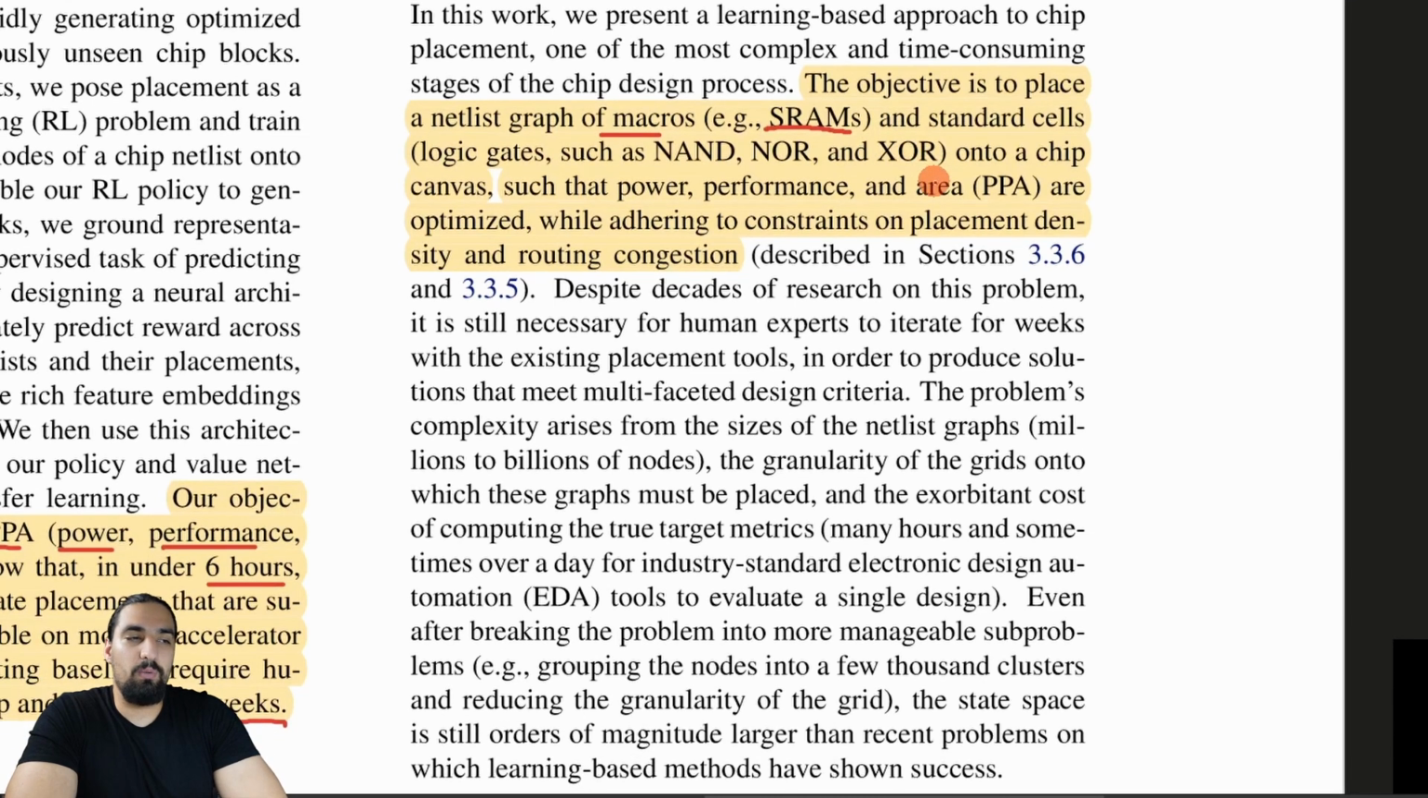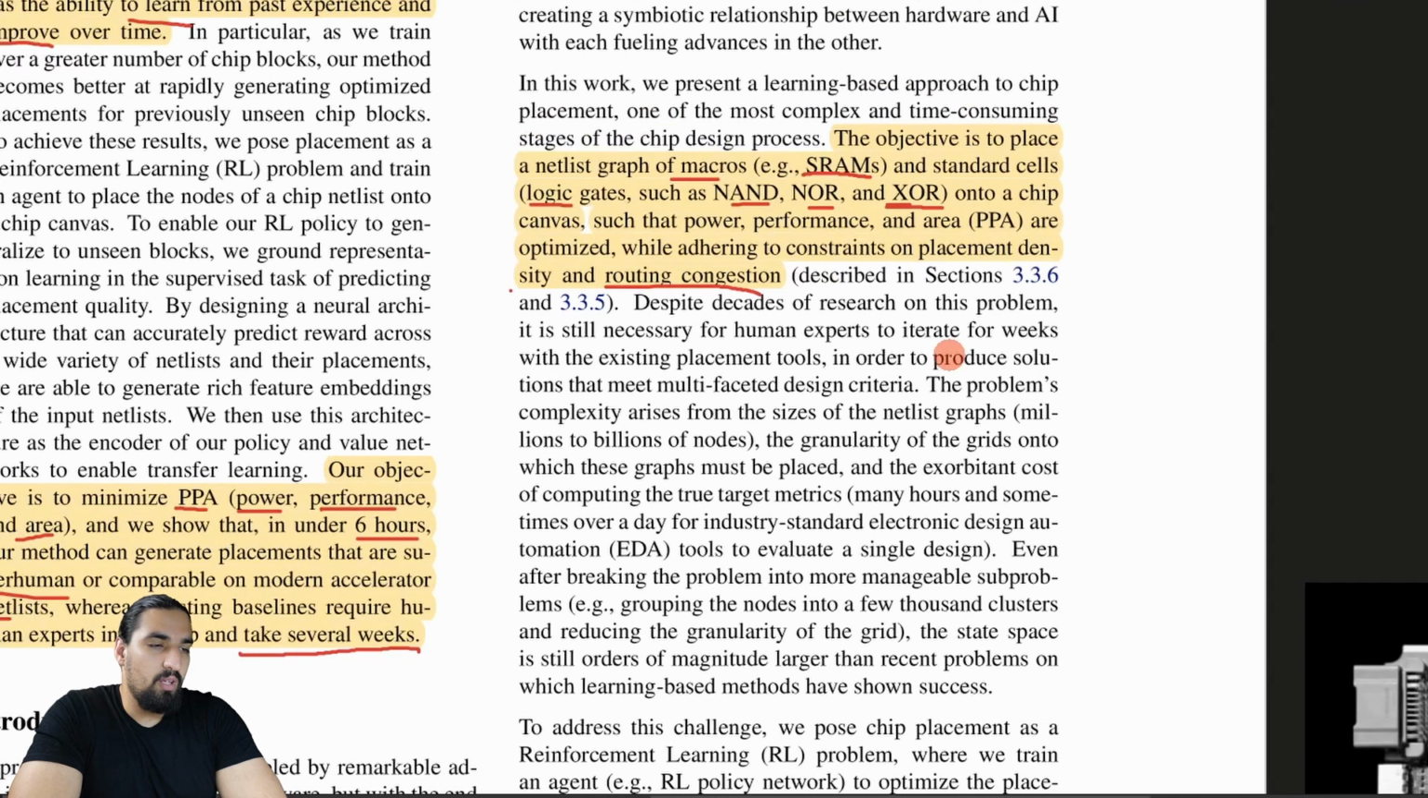But they do take more area, so that's a trade-off. Standard cells, logic gates such as NANDs, NORs, and XORs. You probably heard of XOR if you did anything related to cryptography. Onto a chip canvas such that power, performance, and area are optimized while adhering to constraints on placement density and routing congestion. For the time being, you can just have an intuitive understanding of these, and I guess you already have.